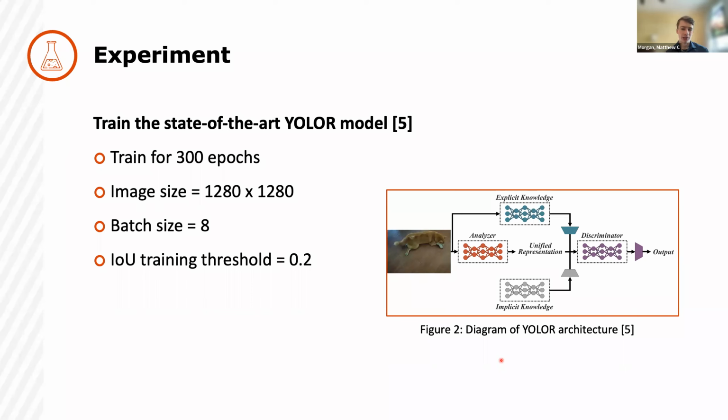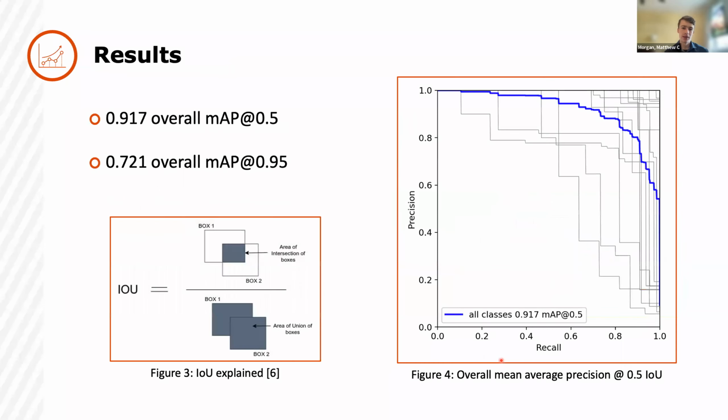And we use the default parameters for training, which are on the screen and listed in more detail in the GitHub repo, but they are the defaults. And then for our results, after training the model for 300 epochs, we have 0.917 overall mean average precision at 0.5 IOU and 0.721 overall mean average precision at 0.95 IOU.